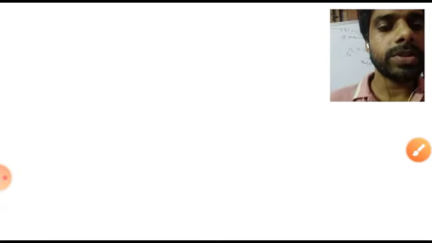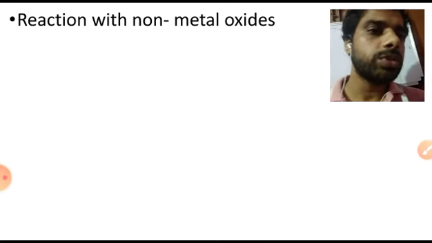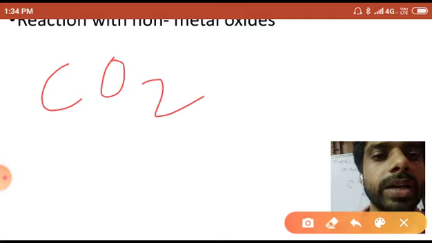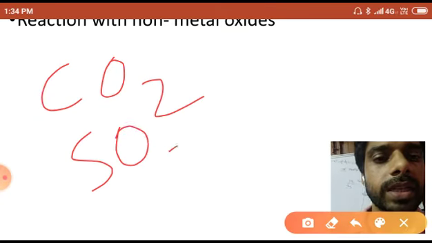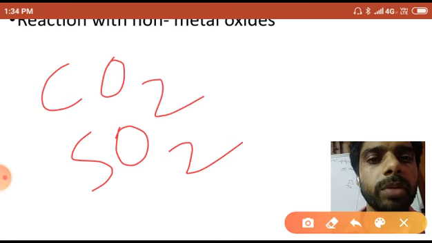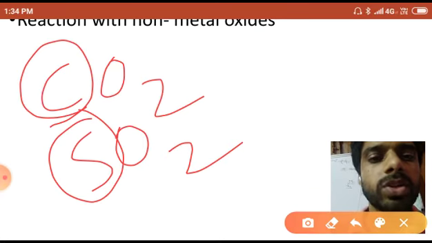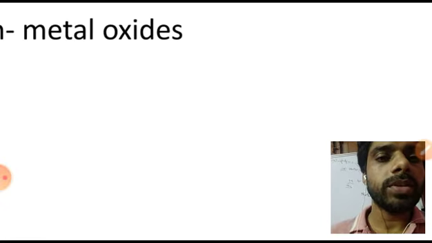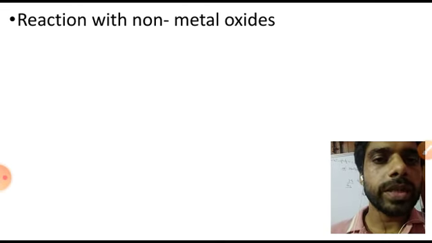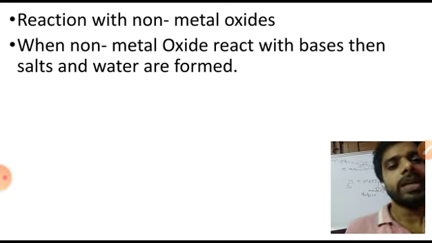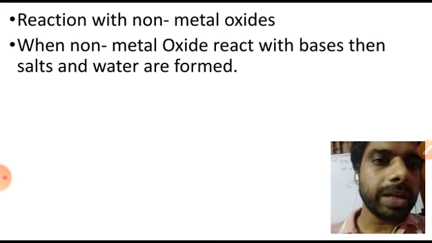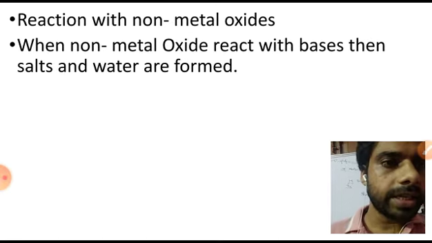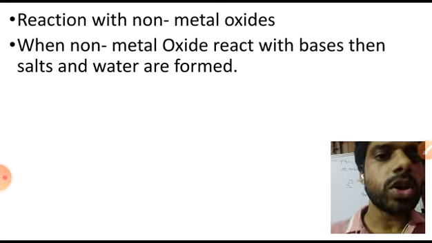Now the next thing we will talk about is reaction with non-metal oxide. Dear student, non-metal oxide means I can take carbon dioxide, I can take sulfur dioxide. This one is non-metal oxide. Non-metal means carbon is non-metal, sulfur is non-metal. So here we will talk about this one. If I take a non-metal oxide, any example, carbon dioxide, reacted with a base NaOH, then salt and water are formed.